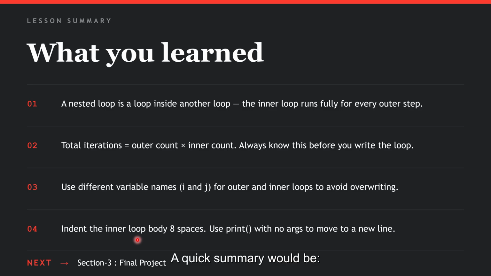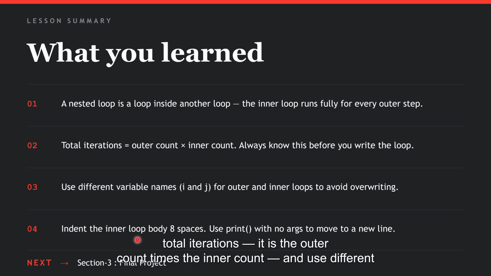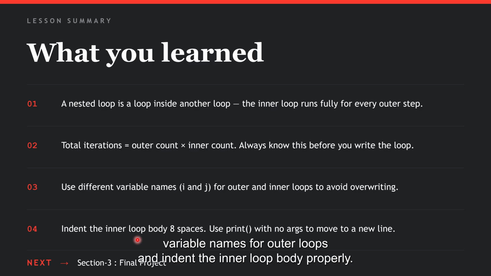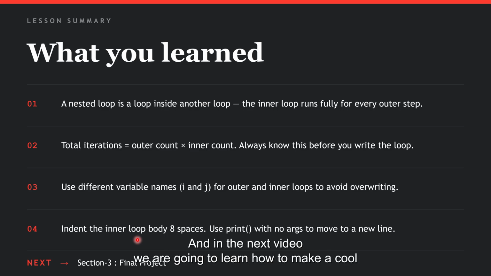That is it for today. Quick summary: a nested loop is a loop inside another loop, and you need to understand how to count total iterations. It is the outer count times the inner count. Use different variable names for outer and inner loops, and indent the inner loop's body properly. In the next video we are going to learn how to make a cool project using nested loops and everything we have learned up till now.